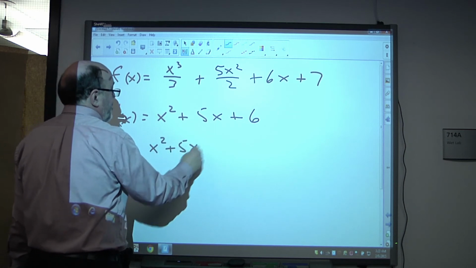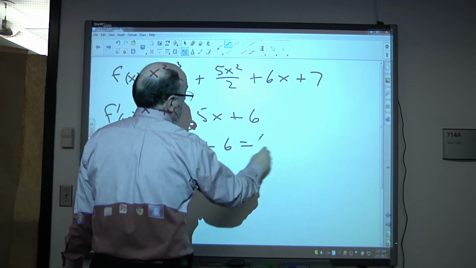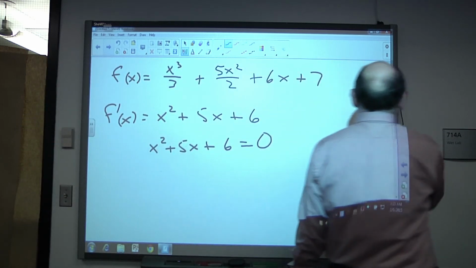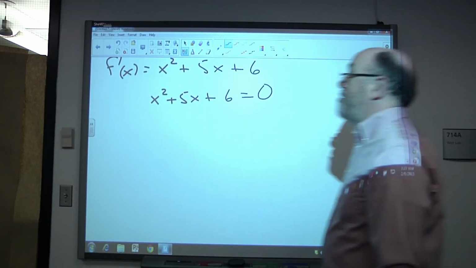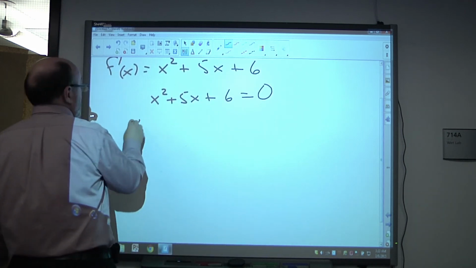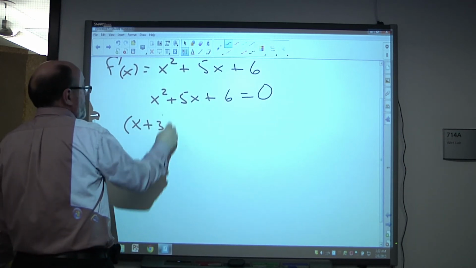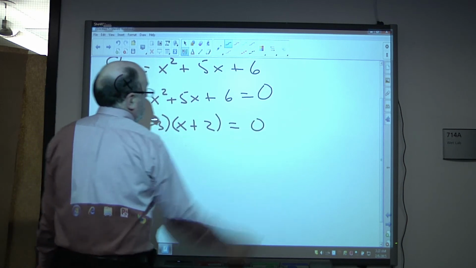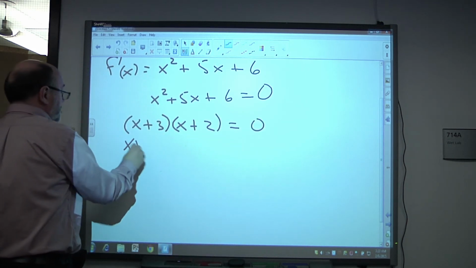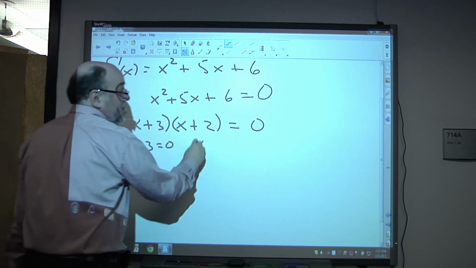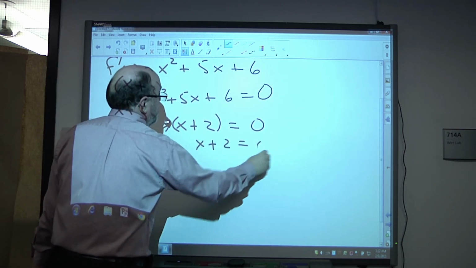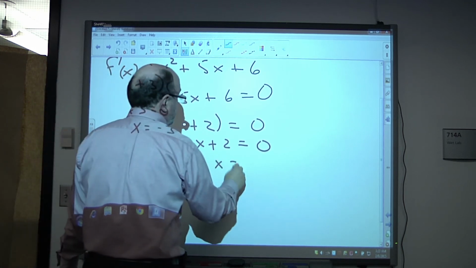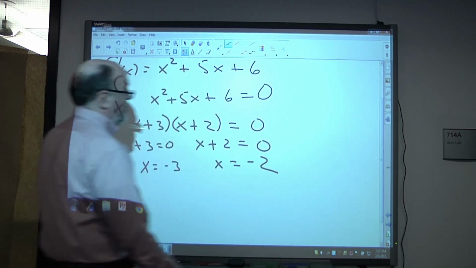Next step we want to do is take that derivative and set it equal to 0. So we take our derivative and we set it equal to 0. And now we want to solve for x. Well, that quadratic is factorable. We get x plus 3, x plus 2. So that means either x plus 3 equals 0, or x plus 2 is equal to 0. This will give us x equals negative 3, and this will give us x equals negative 2.